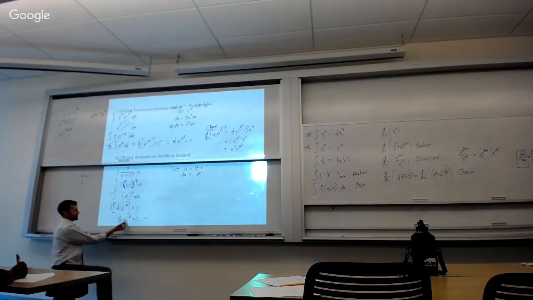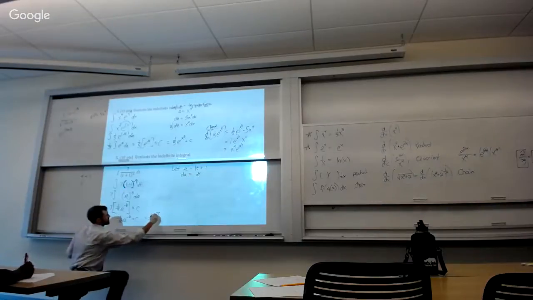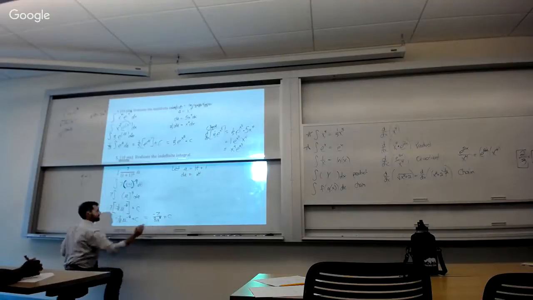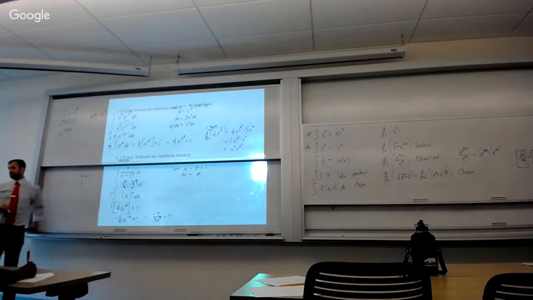So instead, what would we do? We bump that u down into the denominator. So your actual answer would be negative 7 over 8 u to the 8 plus c. That's a very nice, clean answer.